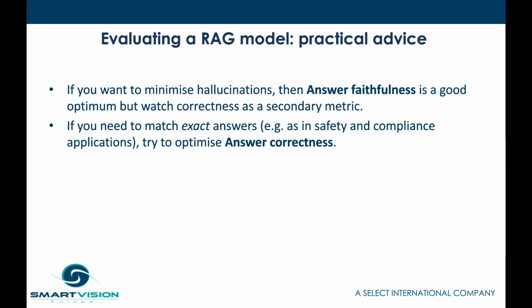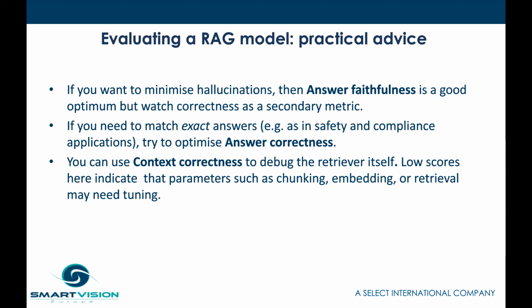If you need to match exact answers, for example, in things like safety and compliance applications, you also might want to minimize hallucinations, but you might really also want to optimize answer correctness. And you can use the context correctness if you want to debug the retriever itself, if you want to play around with the parameters such as chunking or embedding or retrieval and need tuning. And you can use the context correctness to compare one set of answers against another.